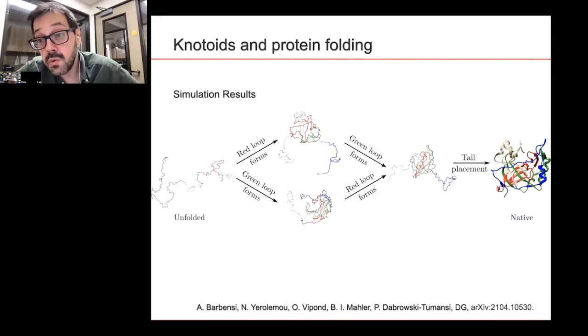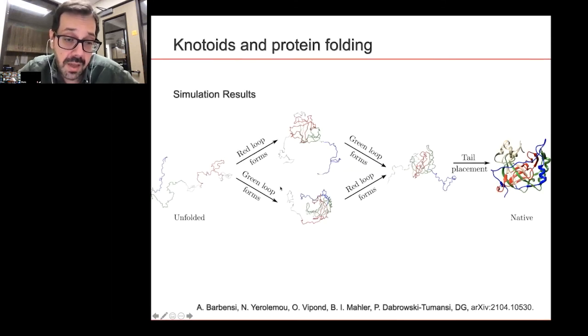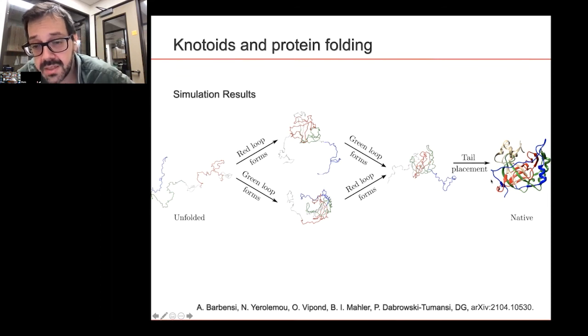And then he performed 200 simulations of folding of this protein, and it seems that either the red or green loop forms first, then we have a second loop forming secondly, and then the tails are placed. So this more or less suggests that it doesn't actually follow 100% Flapan's suggestion, in the sense that we didn't observe any flipping, but we did observe 2 loops.